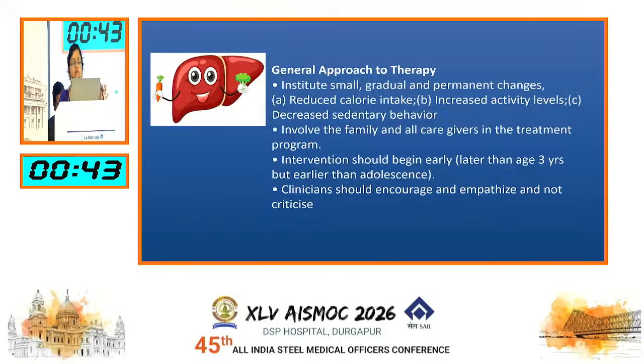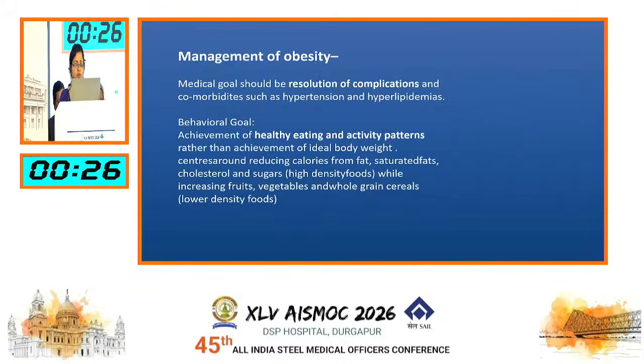First is a general approach. Generally, it should be small, gradual, permanent changes: reduce calories, increase activity, decrease sedentary behavior. The family needs to be involved in it. Early intervention, though not earlier than 3 years. And we as doctors should be encouraging as well.